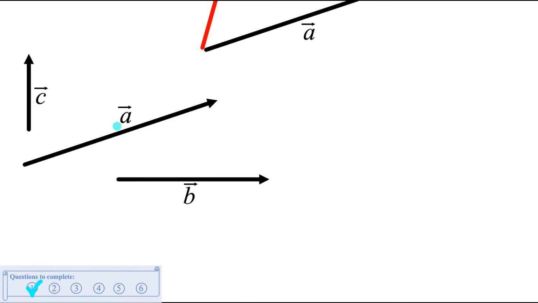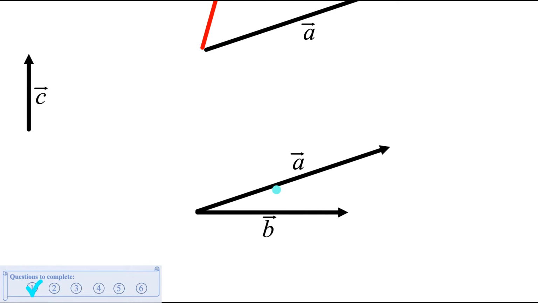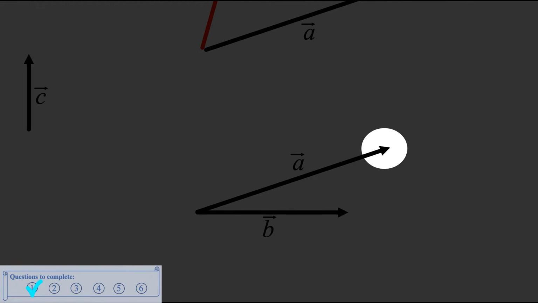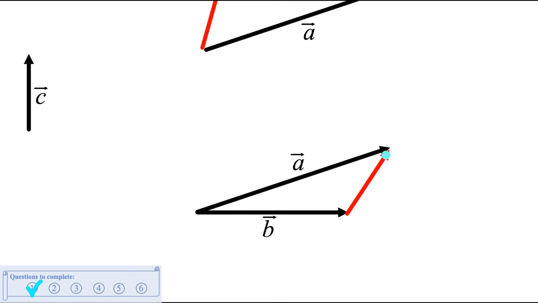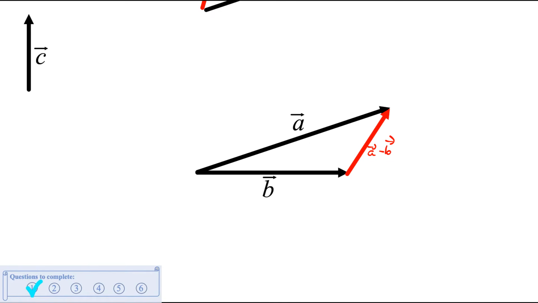I could have subtracted vector a minus vector b by placing them tail to tail and drawing a vector between the tips of the two. So vector a minus vector b would go from the tip of b to the tip of a. So it would look like this. That would be vector a minus b. And then to vector a minus b, the question says we then need to add vector c. So I need to add vector c to this red vector here.